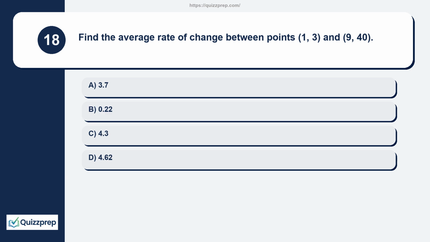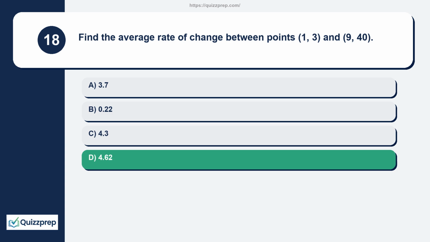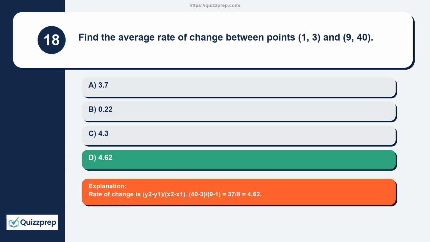Question 18. Find the average rate of change between points (1, 3) and (9, 40). Options: 3.7, 0.22, 4.3, 4.62. Rate of change equals (y2 - y1) / (x2 - x1). 40 minus 3 over 9 minus 1 equals 37/8 equals 4.62.